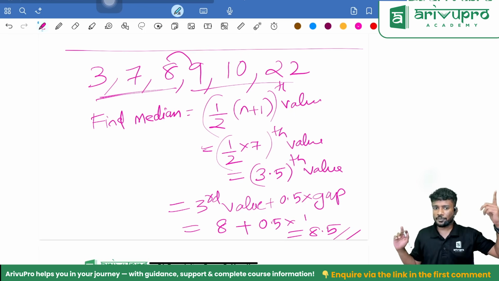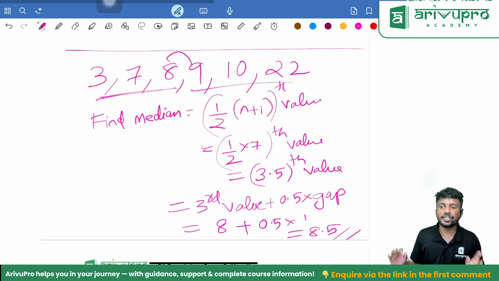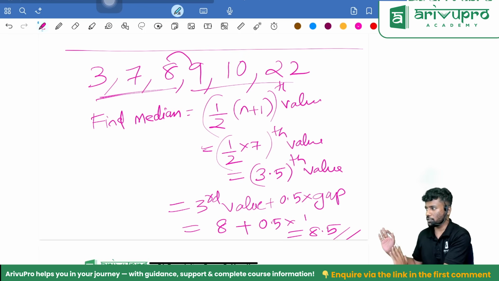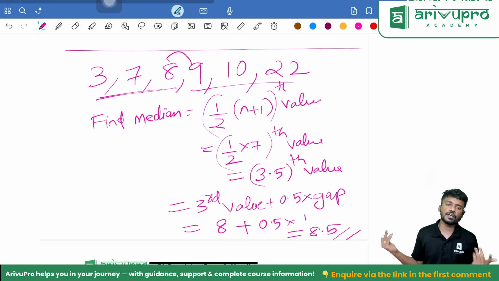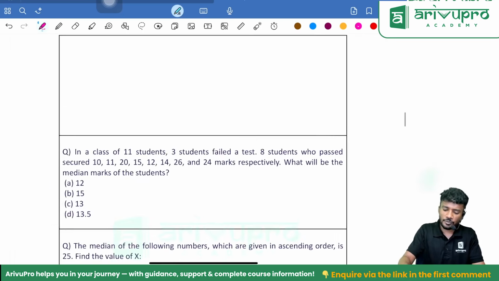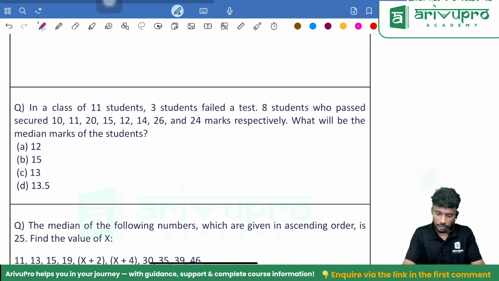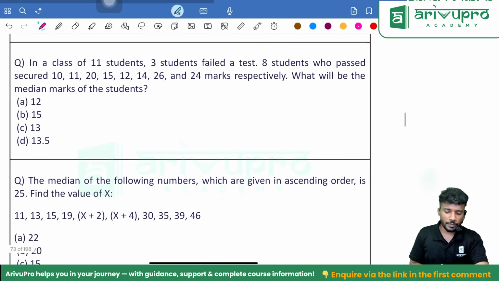For decile it will be I by 10 into n plus 1 value. For percentile, it will be I by 100 into n plus 1 value. Is P105 possible? No. Maximum value of I in percentile is how much now? 99. Okay.